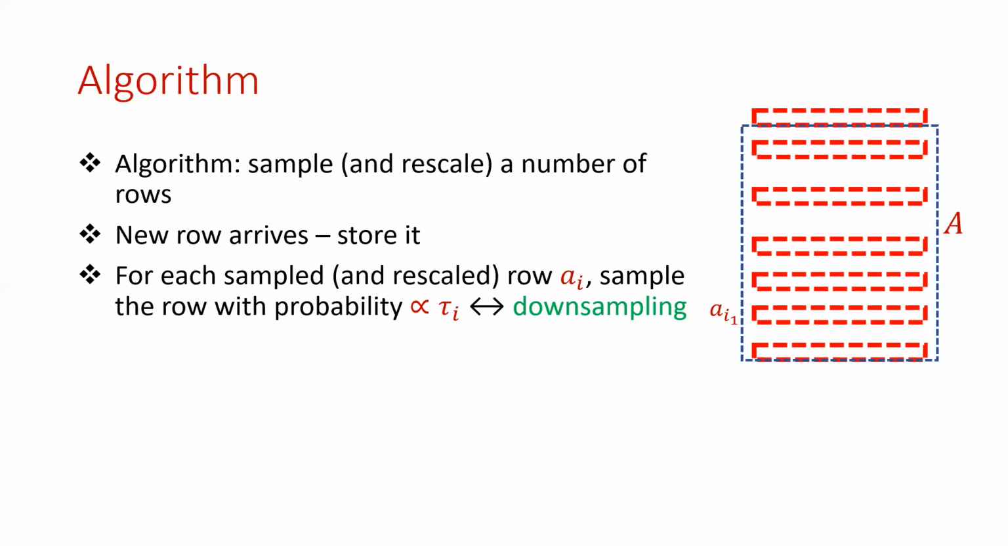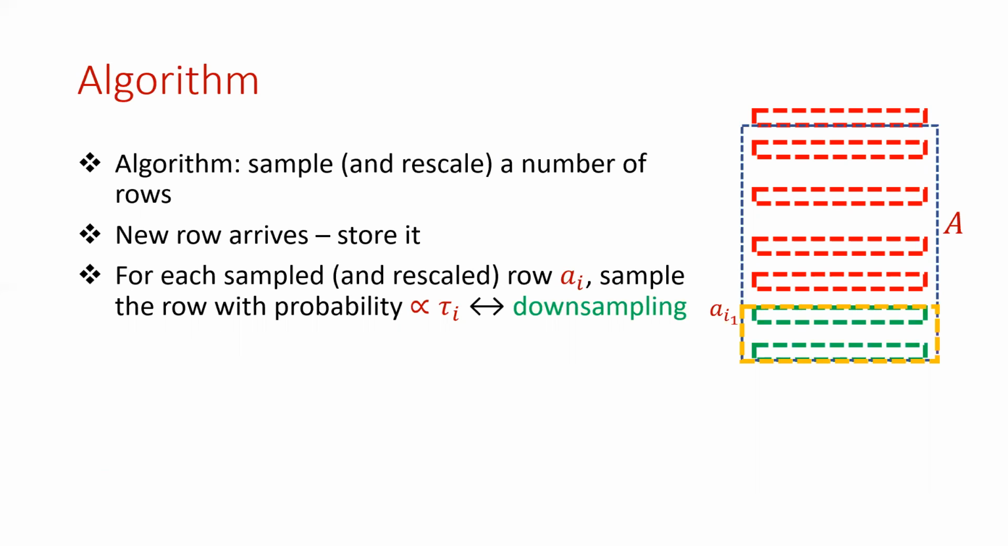Now for each row that we've sampled, we want to decide whether or not to keep it with some probability. And this probability will be proportional to the reverse online leverage score that we discussed previously. So in particular, we'll sample this row A sub I1 with respect to the yellow submatrix of rows that correspond to rows that appear after A sub I1.